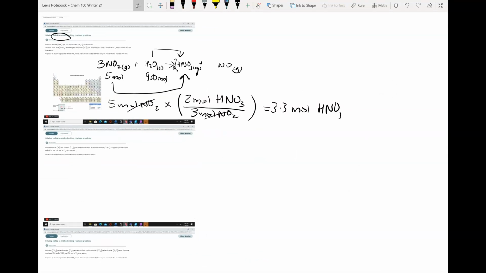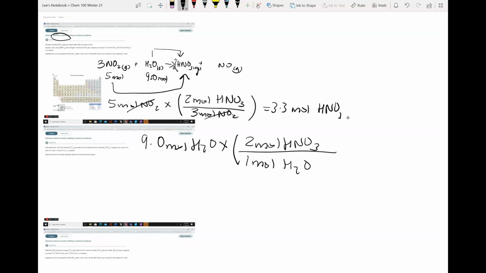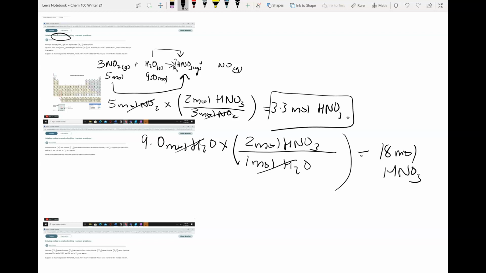I've got to do the same type of calculation, but for the H2O. So now I've got 9 mole of H2O, and I've got to multiply that by the mole ratio, and I get 2 mole of HNO3 for every 1 mole of H2O. So what have we got now? Well, we just multiply that by that, so I would get 18 mole of HNO3. So what's smaller, 3.3 or 18? 3.3 is smaller. So what that's telling me is that NO2 is my limiting reactant.